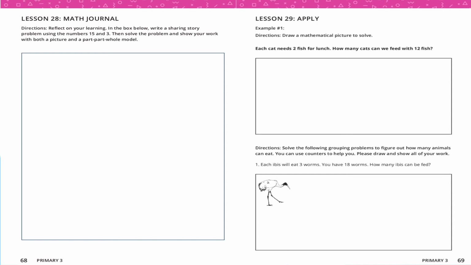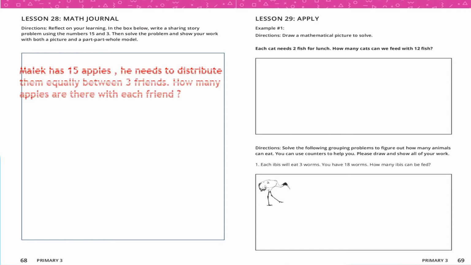Now, we can tell the story like this. Malik has 15 apples. He needs to distribute them equally between 3 friends. To distribute them what? Equally. So, how many apples are there with each friend? We have the whole number, which is 15. We want to distribute it or divide it between 3 friends equally. Equally is my keyword for division. So 15 divided by 3 equals 5 apples.